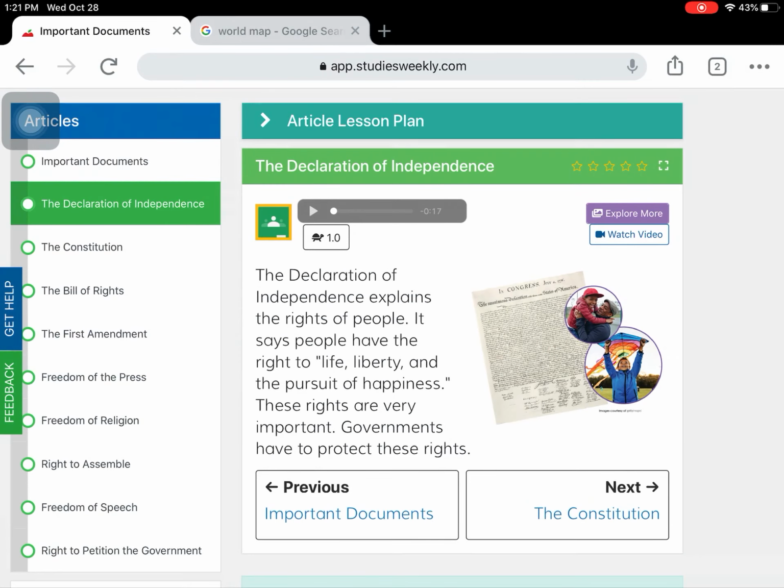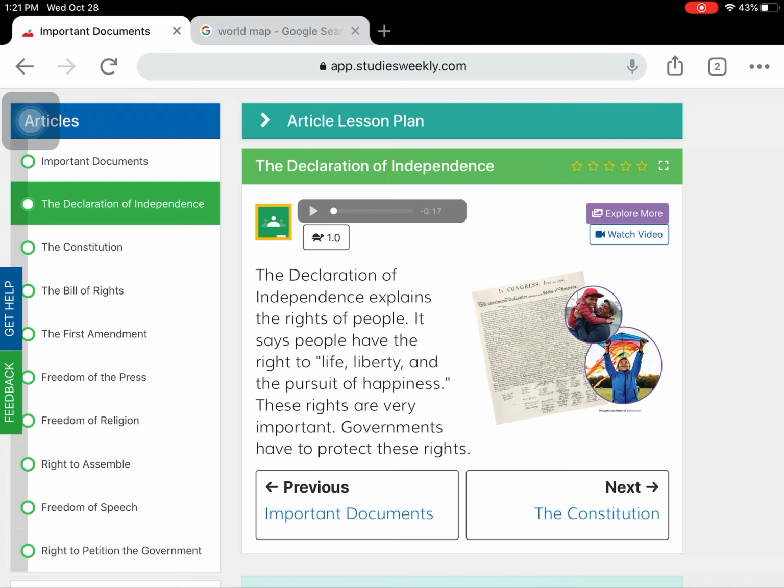We are going to be continuing our discussion on important documents today. The important document we are going to be talking about today is called the Declaration of Independence. Say, the Declaration of Independence. Very good. This is a very important document in our nation. Let's read a little bit about it here.